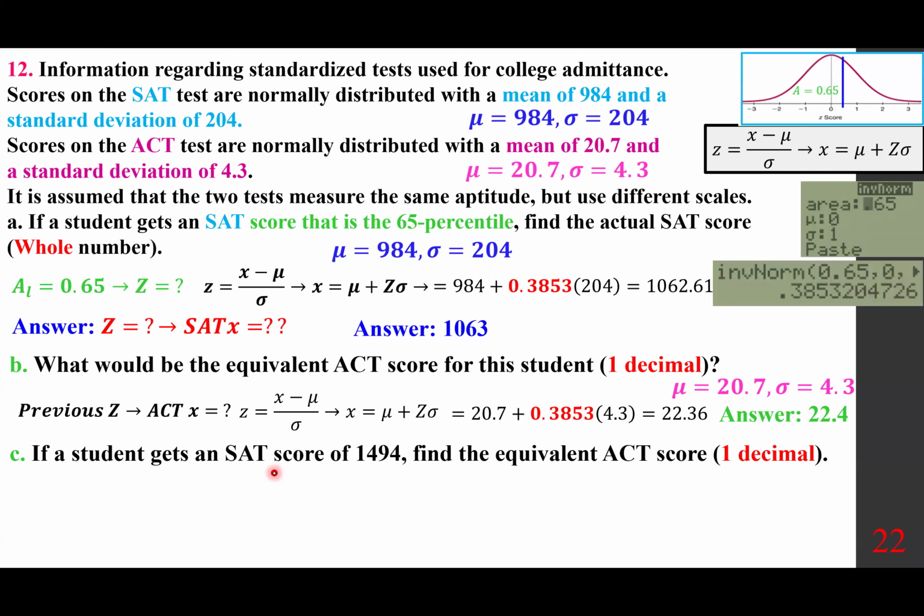If a student gets a SAT score of 1494, find the equivalent ACT score. Well, SAT is given. Let's go find the z-score. The x value is 1494. We want to find the z, and when we find the z-score, we use it for ACT. So having said that, z is x minus mu over sigma.